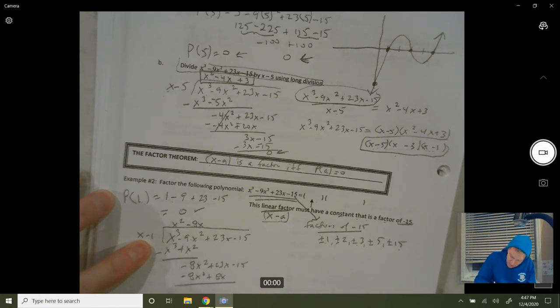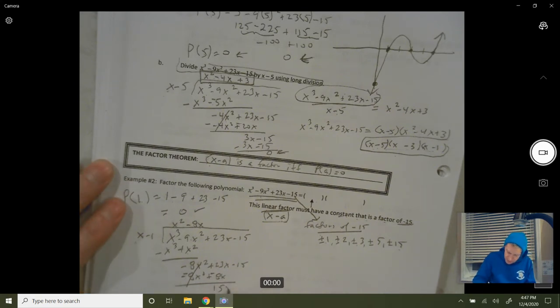Then we subtract, so subtract a negative, that's positive, that goes away. Subtract this, and we get 15x, bring down the minus 15. x goes into 15x, 15 times. 15 times x is 15x, 15 times negative 1 is minus 15, and we subtract that quantity, that becomes a positive, and we get 0. So we get a remainder of 0.